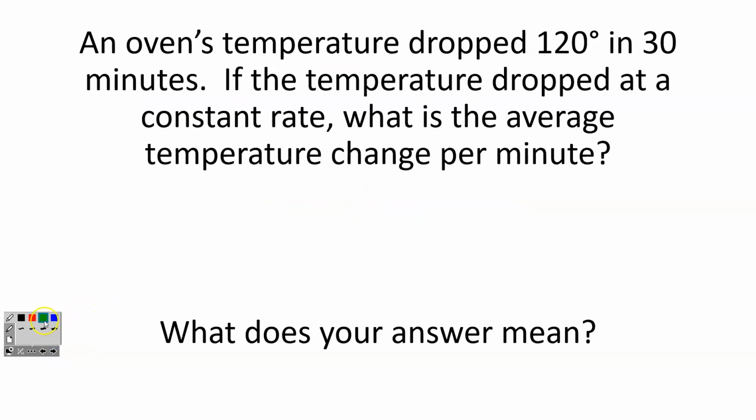Next one. An oven's temperature dropped 120 degrees in 30 minutes. If the temperature dropped at a constant rate, what is the average temperature change per minute? So again, there are 2 keywords to help me set up my problem: dropped and per. Dropped would indicate a negative, because it went down. The word per, again, we just found out, means that we're going to be dividing.